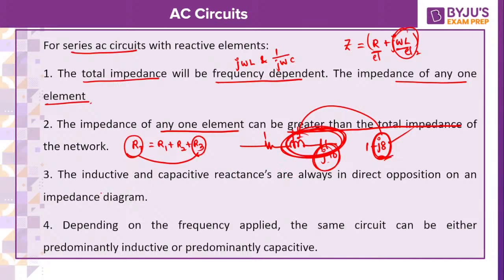Okay, did you understand? Third point, the inductive and capacitive reactances are always in direct opposition. Yes, one is leading, another one is lagging. Depending upon the frequency applied, the same circuit can be either predominantly inductive or predominantly capacitive. If XL is greater than XC, then it will be inductive. If XC is greater than XL, it will be capacitive.